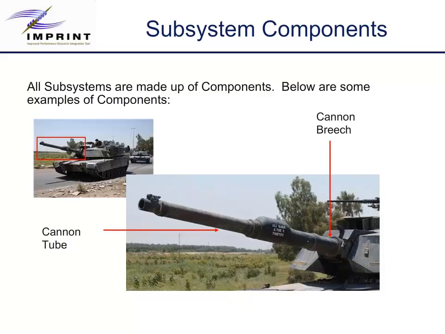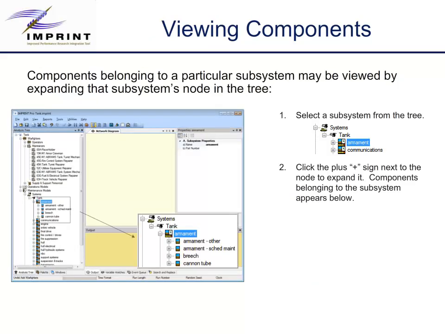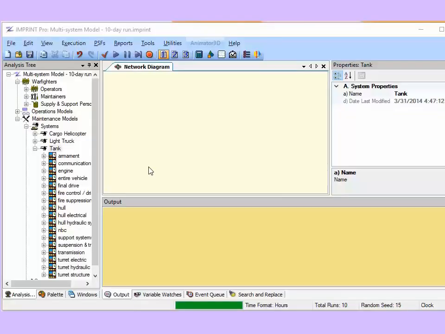Subsystems are in turn made up of components. In this example, the 2 components are the cannon tube and the cannon breech. Components are the elements that have maintenance performed on them. You expand the Subsystem node to view the components. To see the components, you just expand any of the subsystems.